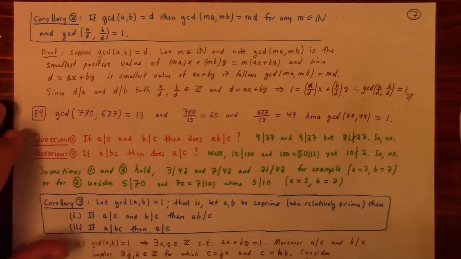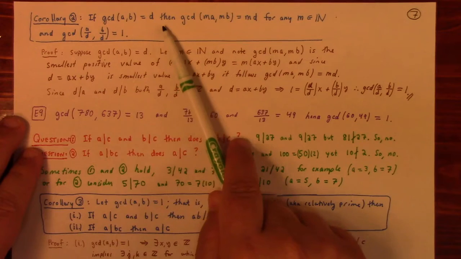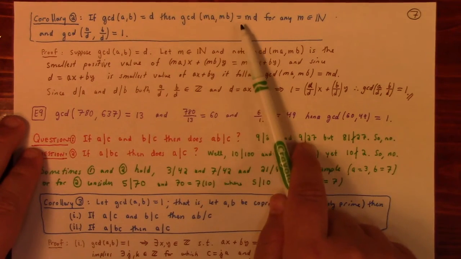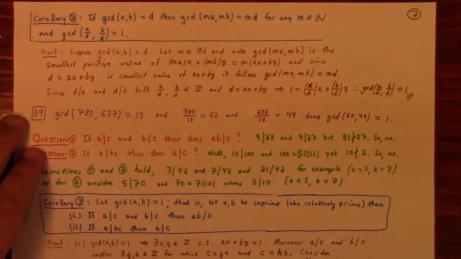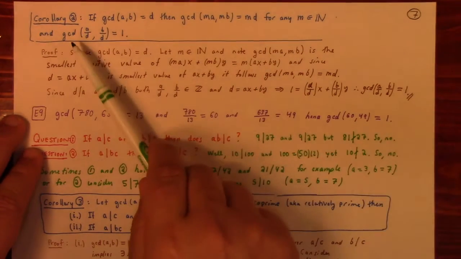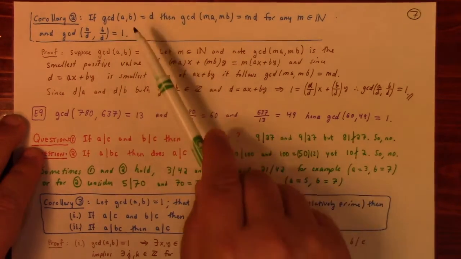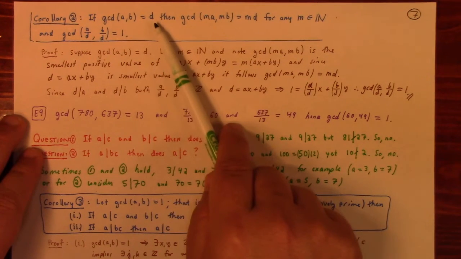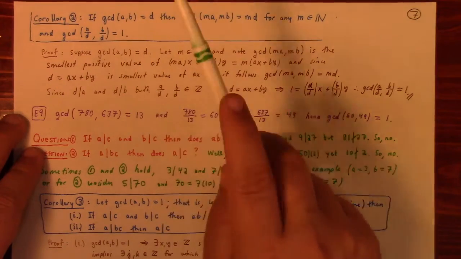So next up, corollary 2. If the GCD of a and b is d, then if you multiply a by m and b by m, you get the GCD of the multiplied ones by just md. And also, the GCD of a over d and b over d is 1. So if your numbers aren't already coprime, if you divide both of them by their greatest common divisor, then they give you a coprime pair.